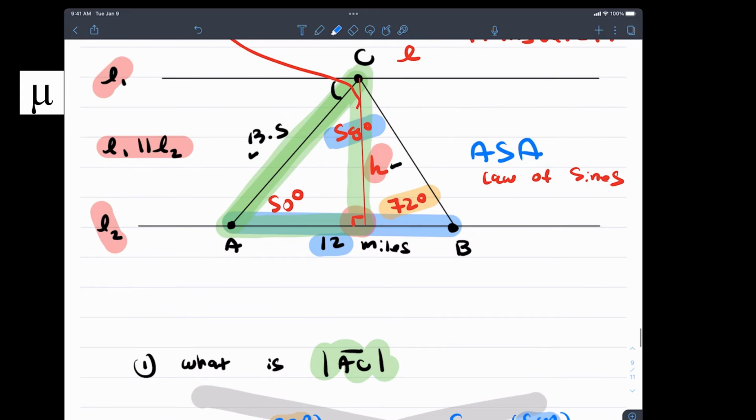This is 10 point what? 3 here. Okay, so that's how you get H. Easy breezy, lemon squeezy. All right, what do you guys think?